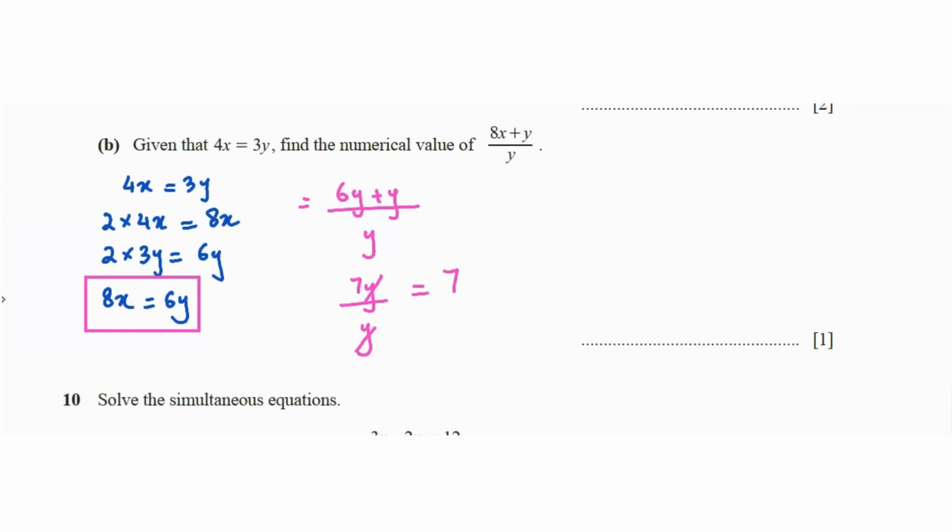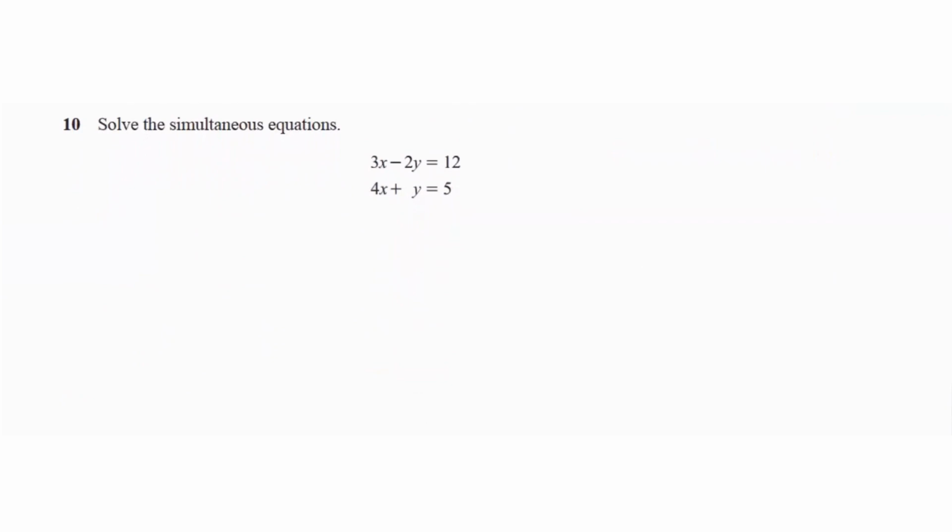Solve the simultaneous equation. So let's call this the first equation and let's call this the second equation. I'm going to make y the subject in the first equation. So that's y equals 5 minus 4x. This is our third equation. I'm going to substitute 3 in 1.